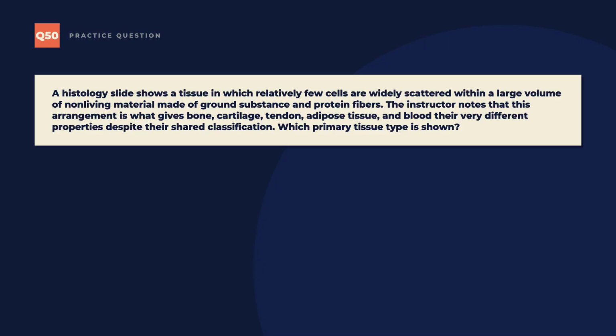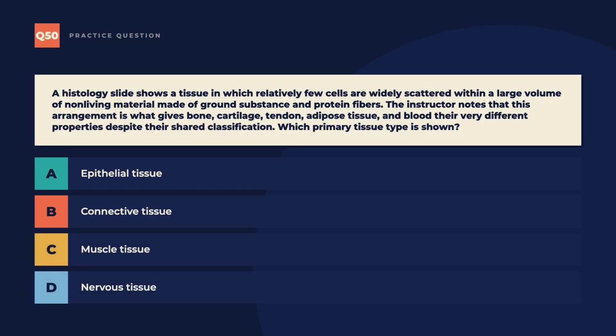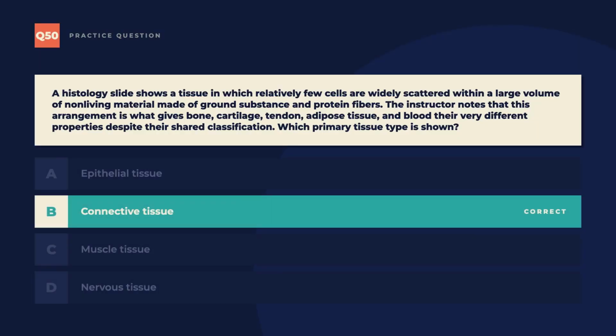Your options are A. epithelial tissue, B. connective tissue, C. muscle tissue, D. nervous tissue. Take a second. Which answer would you pick? The correct answer is B.